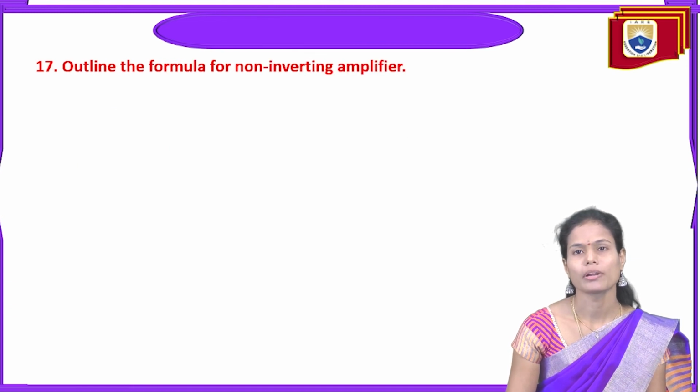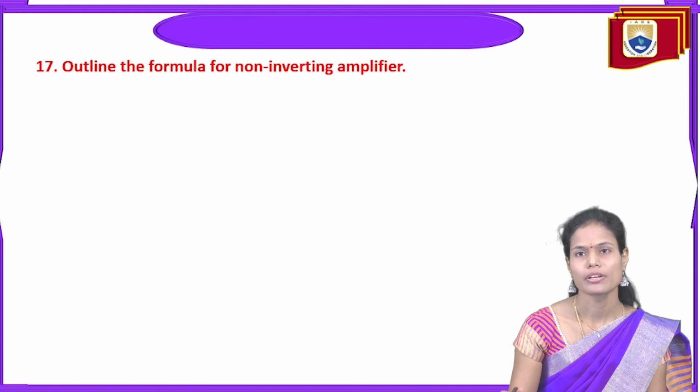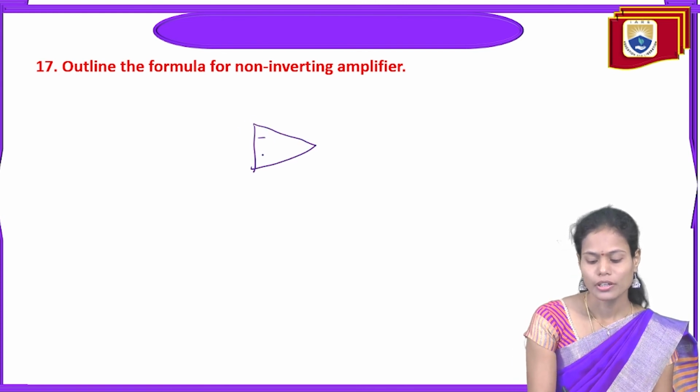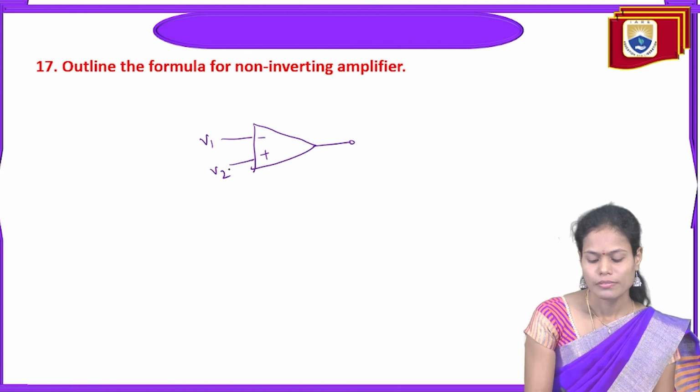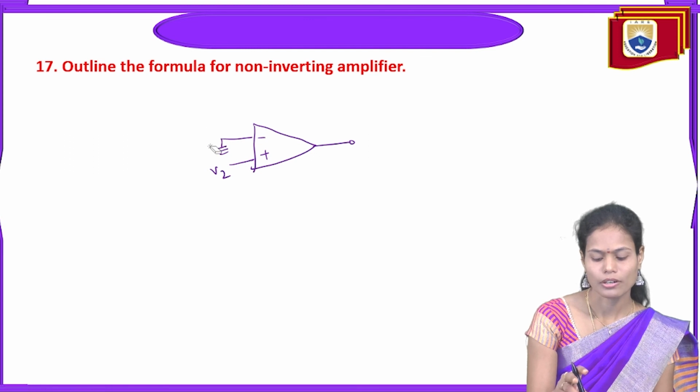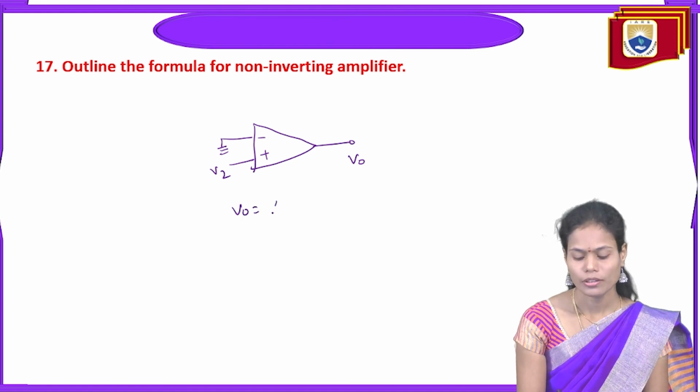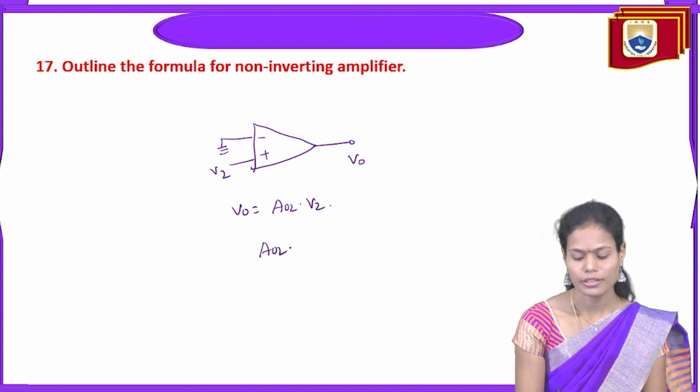And next, outline the formula for the non-inverting amplifier. For the non-inverting amplifier, if we take the open loop form, we are providing V1 and V2 here. The V1 terminal we are grounding, so we are not providing any input. For V2 only we are providing the input. So V0 is equal to the open loop gain times V2, and the gain is equal to V0 by V2.